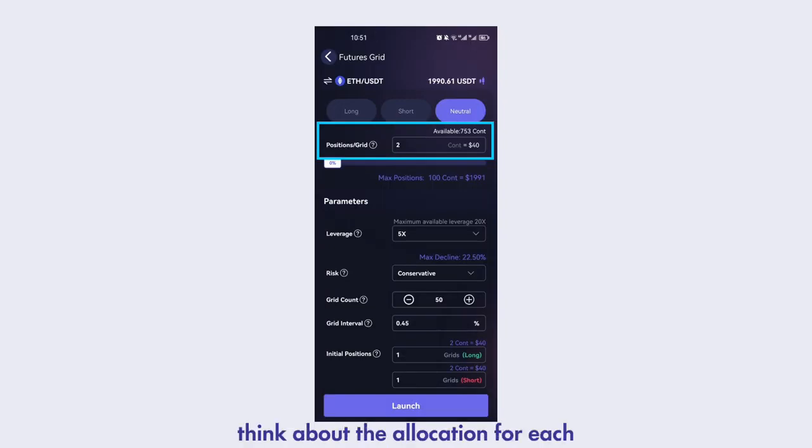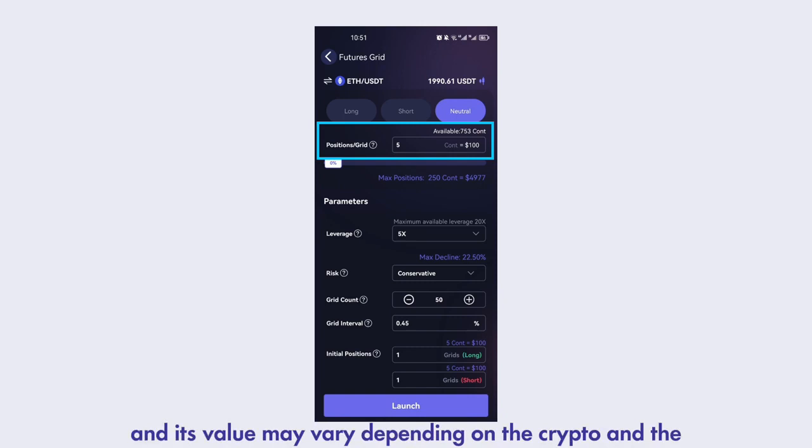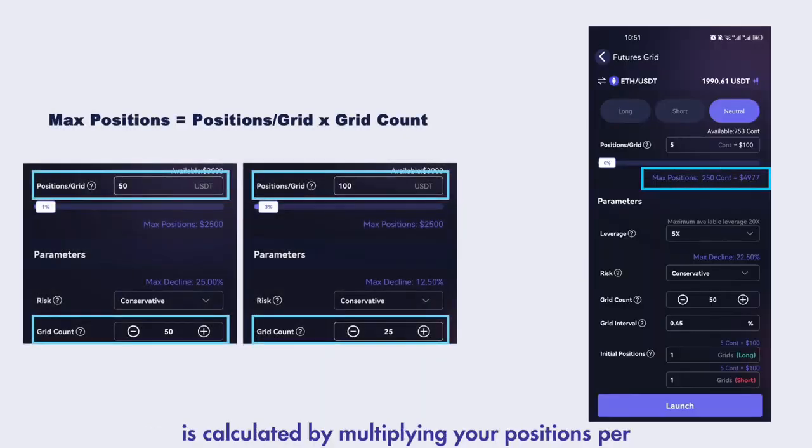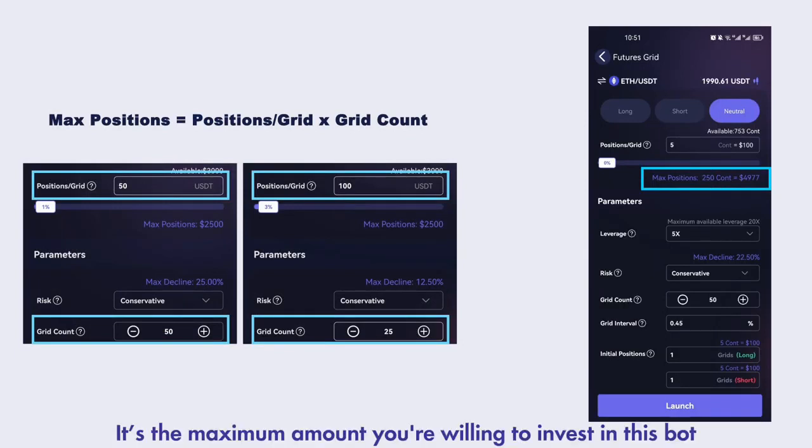Moving forward, think about the allocation for each trade based on your individual finances, for example, 5 conts. Here, cont refers to a standard contract, and its value may vary depending on the crypto and the exchange you are using. Max positions in the bottom right is calculated by multiplying your positions per grid with the grid count. It's the maximum amount you're willing to invest in this bot.